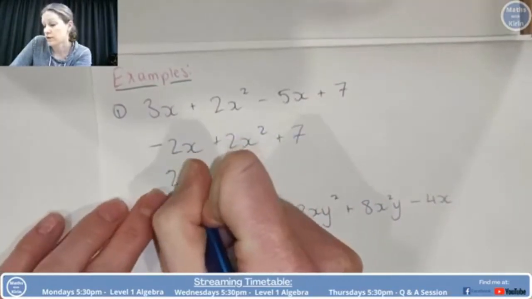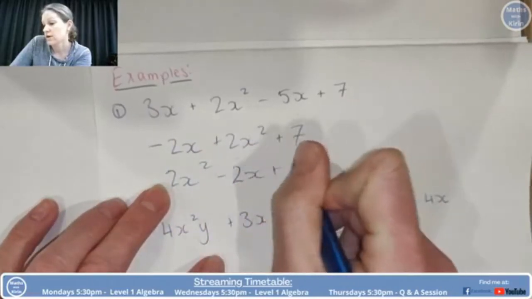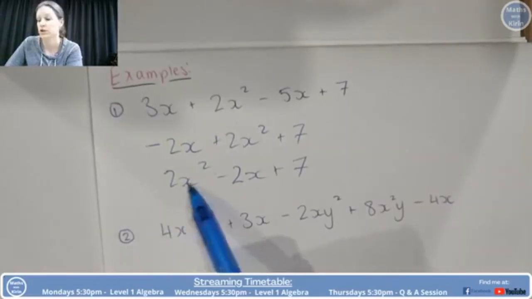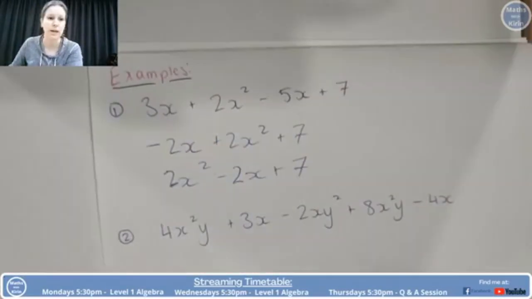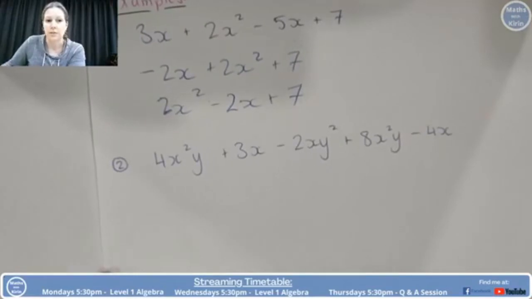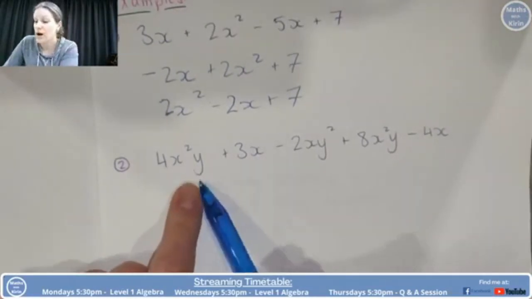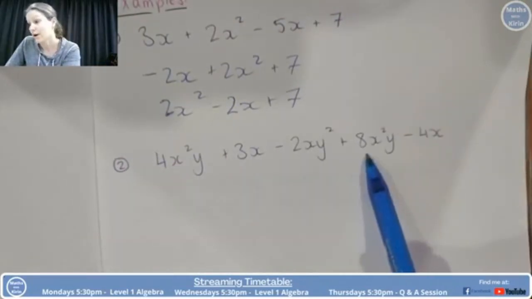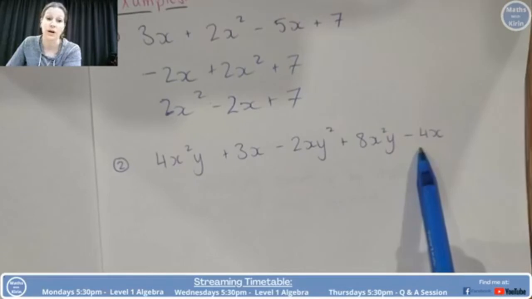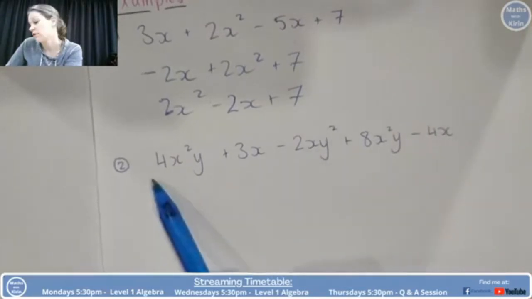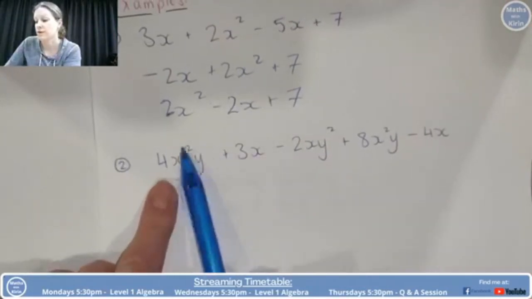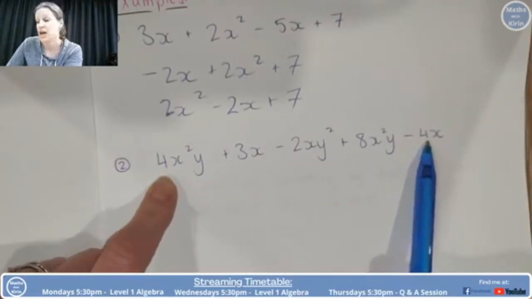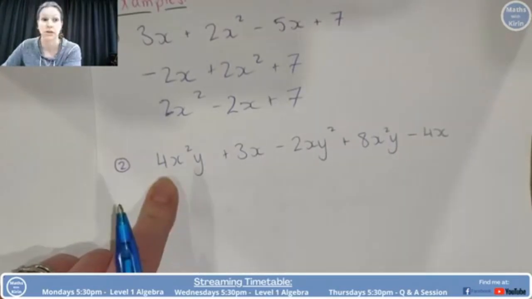But you'll often find the answers written in this order, with the highest power of your variable first, going down. In our second example, a little bit more complicated: 4x squared y plus 3x minus 2xy squared plus 8x squared y minus 4x. So I've got quite a lot going on. My advice when you've got so much stuff is to start with the first term, work your way along the question and see if you can find any like terms. If you can, simplify those and then move on to the next term.